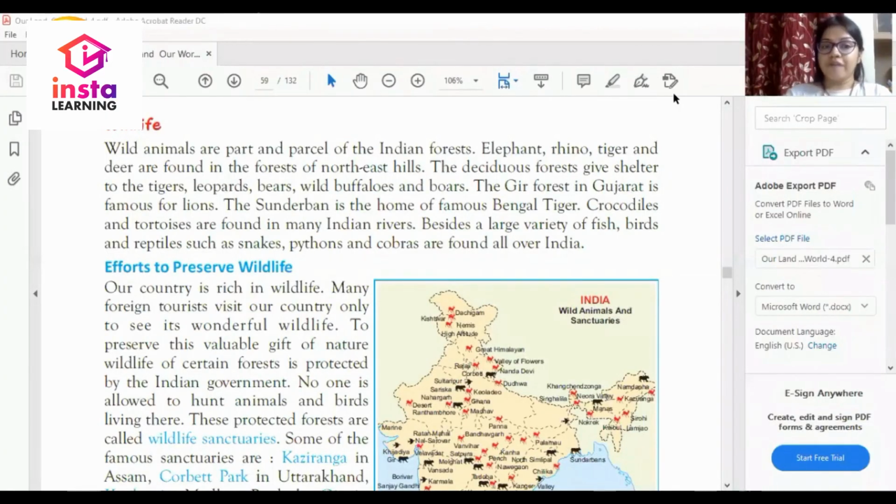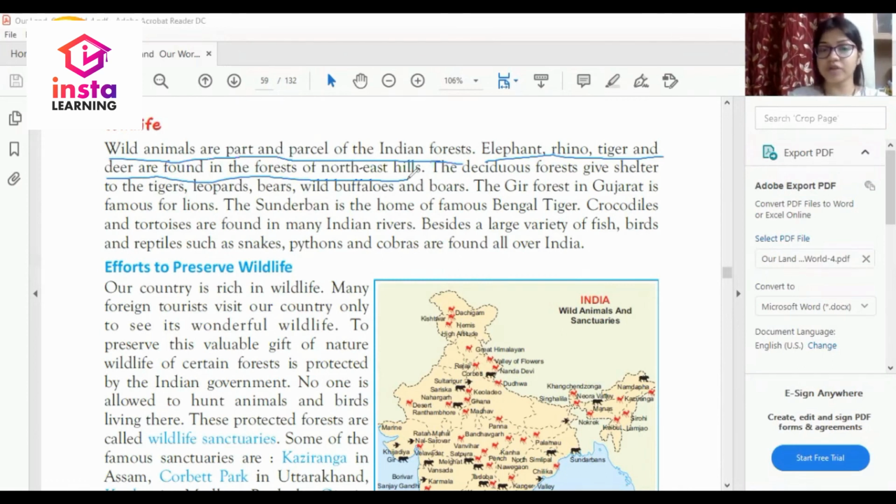So, wild animals are part and parcel of the Indian forest. Dear student, as I am highlighting it, wild animals are part and parcel of the Indian forest. Elephant, rhino, tiger and deer are found in the forests of the northeast hills.